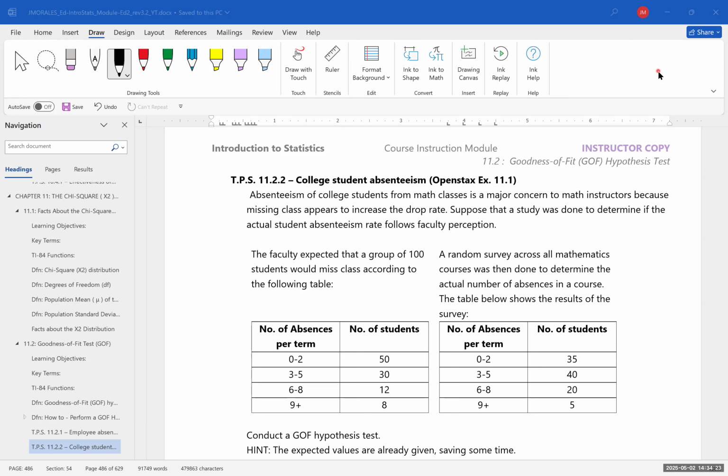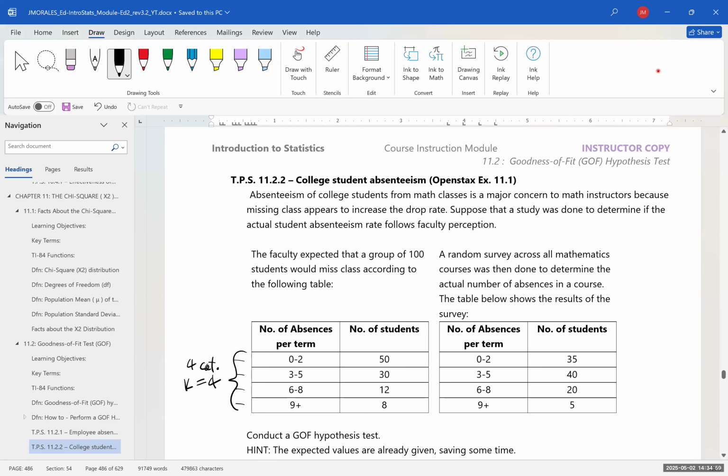Absenteeism of college students from math classes is a major concern to math instructors because missing class appears to increase the drop rate. Suppose that a study was done to determine if the actual student absenteeism rate follows faculty perception. So here on the left, the faculty expected that a group of 100 students would miss class according to the following table. So you can see here, it appears as though we've got four categories, right? Which means that K is going to be equal to 4.